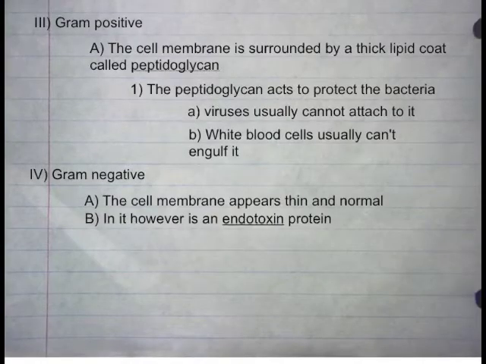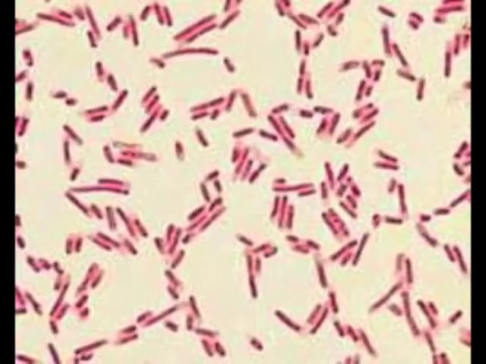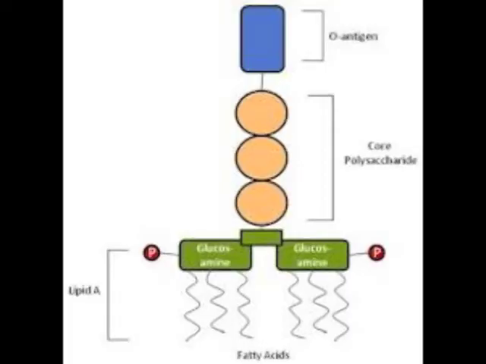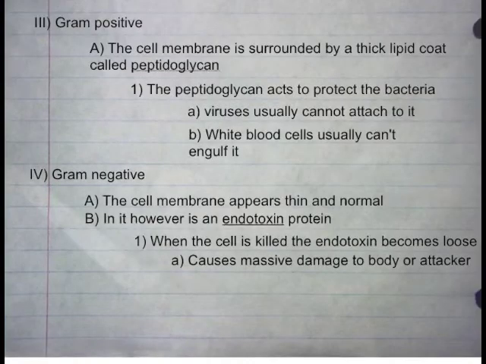Gram-negative. The cell membrane appears thin and normal. In it, however, is an endotoxin protein. Gram-negative bacteria have a standard cell membrane and don't have the protection that gram-positives do. Instead, they have an endotoxin that acts as protection. When the cell is killed, the endotoxin becomes loose and causes massive damage to the body or attacker.